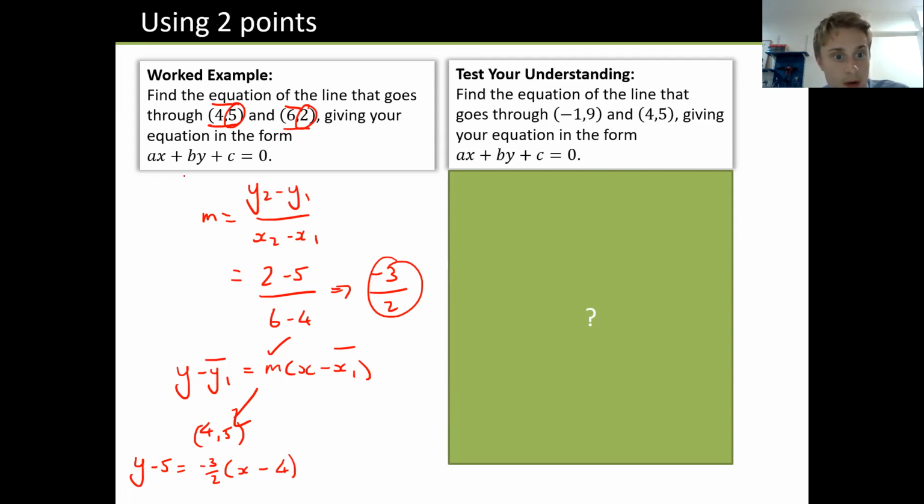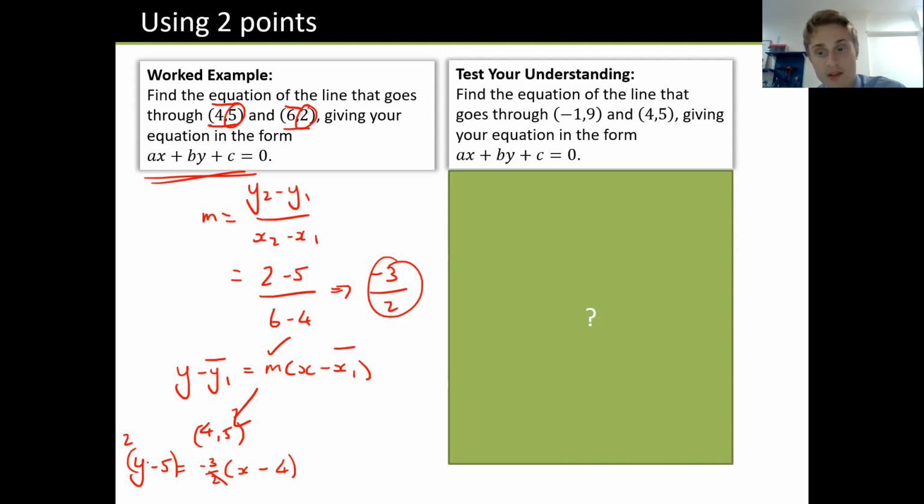What am I going to do over here? Well, I need to write it in this form. So I need integers. The quickest way of doing that is timesing everything by 2. Everything by 2 means that by 2, and then that denominator is going to disappear.